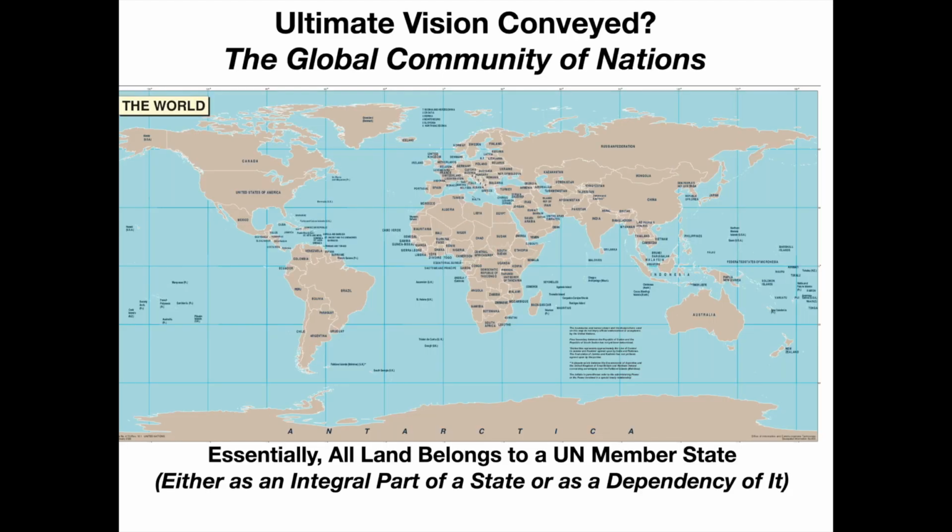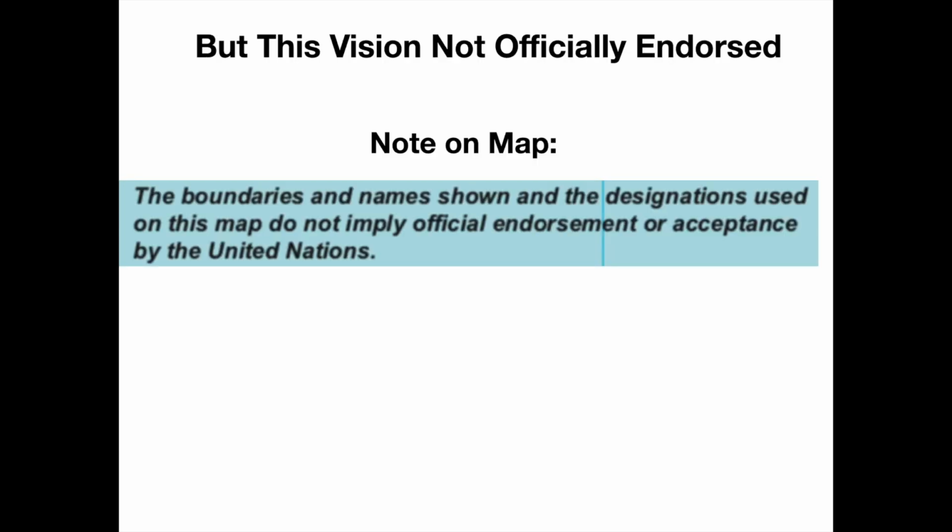More important, though, is to talk about what this map conveys. And to me, anyway, what it conveys is a vision of a global community of nations where all lands, or virtually all lands, are a part of a UN member state, either an integral part of it or a dependency of it. There's no overlap, nice clean boundaries, and everything is mapped this way. Well, not quite everything, as there are a few exceptions.